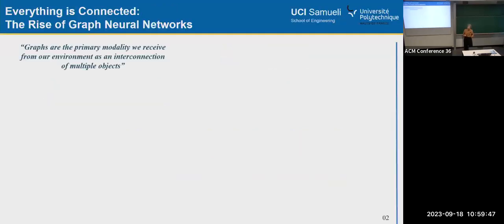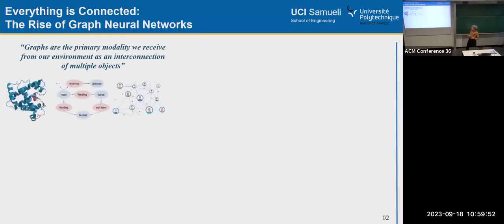Graphs are all around us, and they are the main modality that we see from our environments. This is because real-world data are often defined by their interconnections to other things. Considering related objects together, their relationships can be naturally expressed as a graph, where nodes are the objects and edges are the different connections between them.